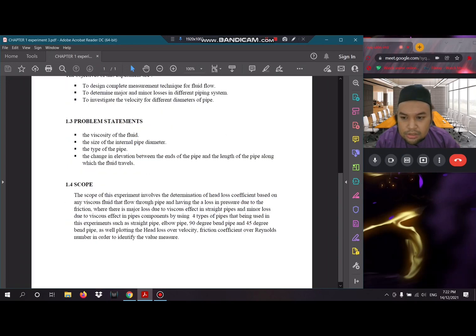Last but not least is about the scope. The scope of the experiment involves determining the head loss coefficient based on any viscous fluid that flows through the pipe and the pressure loss due to friction.